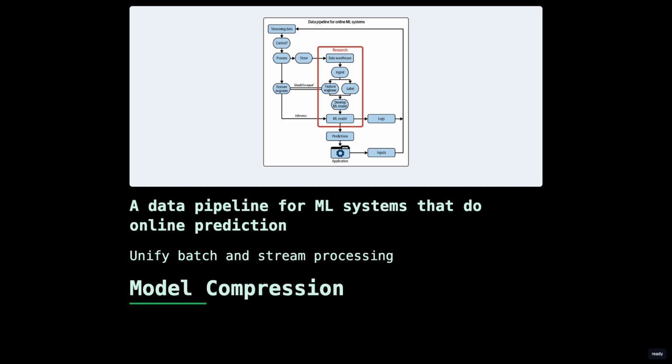Model compression is about shrinking a model so it is cheaper to run at prediction time. That matters when latency, memory, or deployment size become the bottleneck.